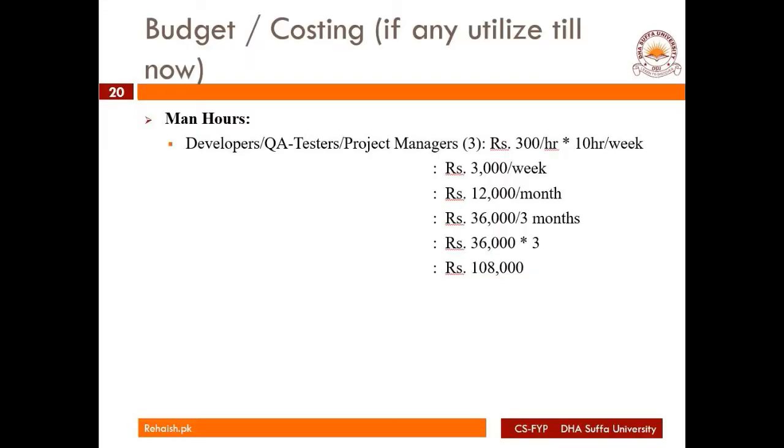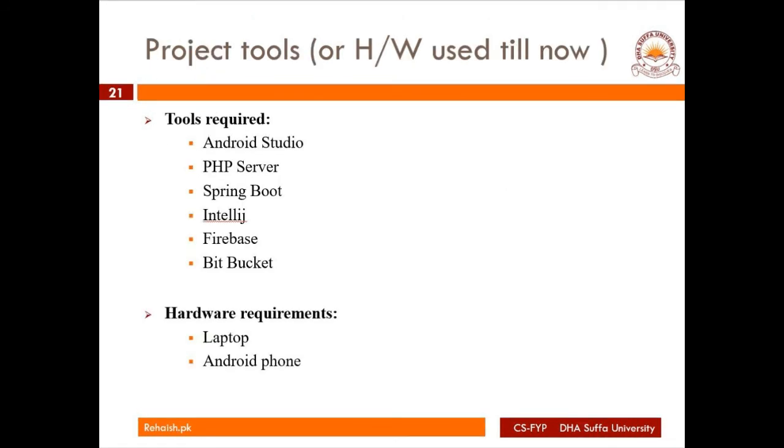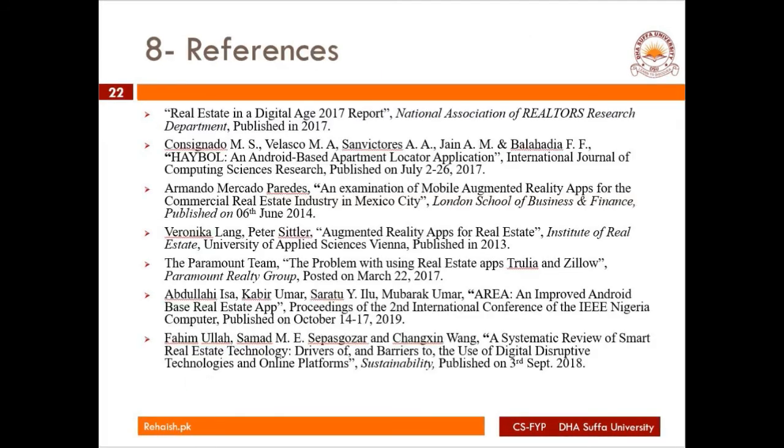Budget and costing. Our budget and costing is hypothetically 36,000 for 3 months and 1,08,000 for 3 members. Project tools. Tools required are Android Studio, PHP Server, Spring Boot, IntelliJ, Firebase, Bitbucket. Hardware required are laptop and Android phones. References. These are the references for our presentation, and that's all for our presentation. Thank you.